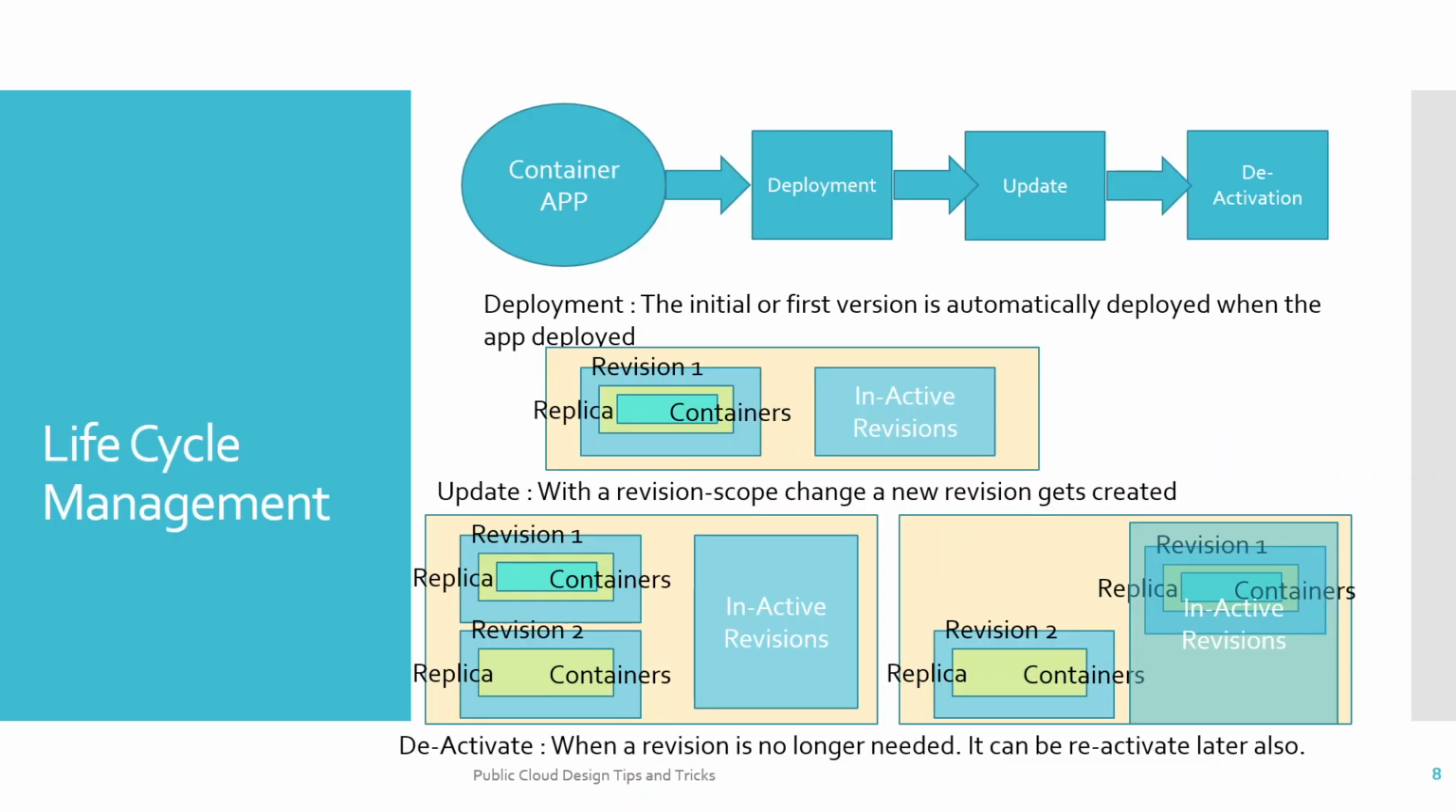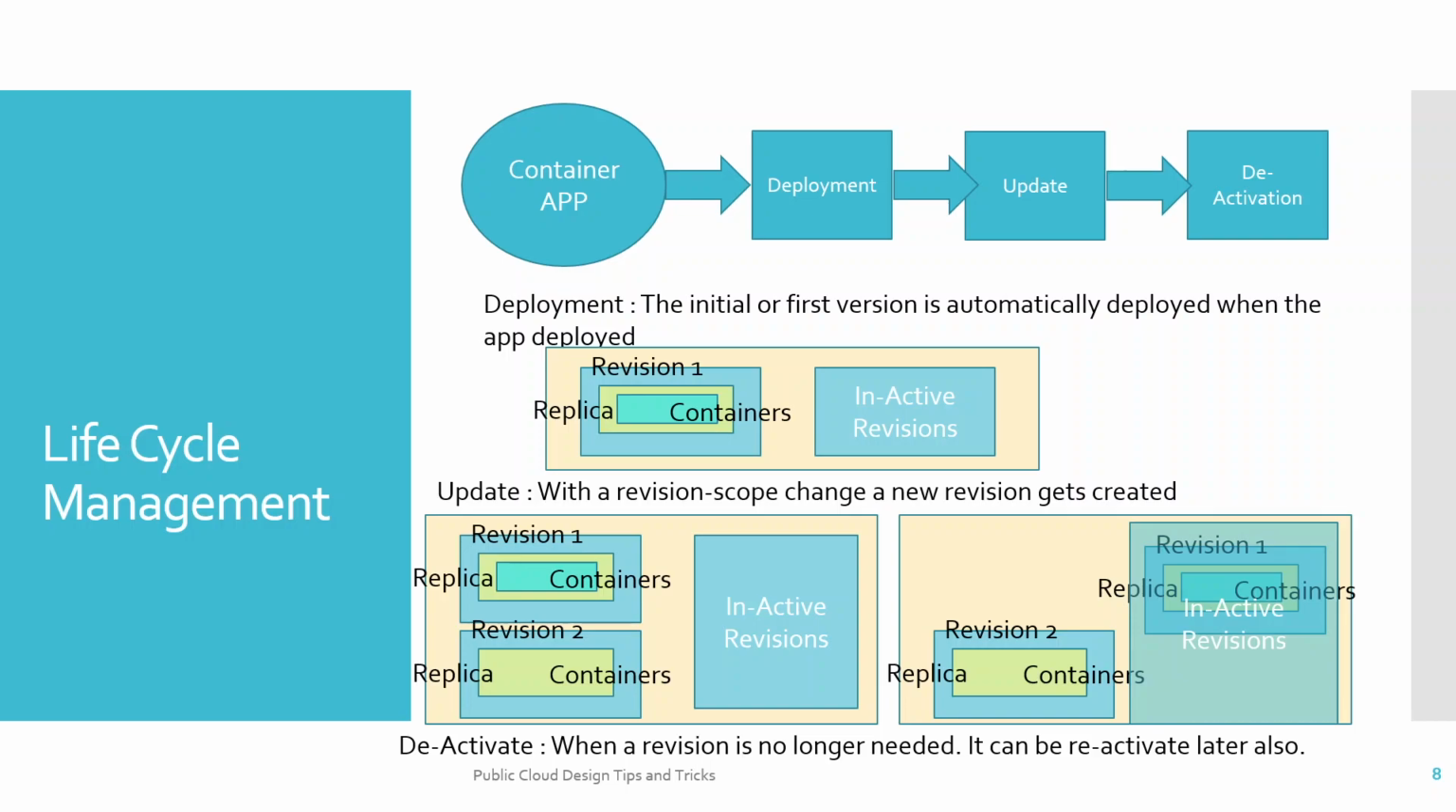Now, this is how the lifecycle management of a container app looks, and it consists of three stages: deployment, update, and deactivation. Deployment, we already discussed. The first initial version of an application automatically gets deployed with the default version, revision 1. And on top of that, whatever changes you make and deploy again is called an update. With a revision scope change, a new revision gets created, and that is the update after the deployment.